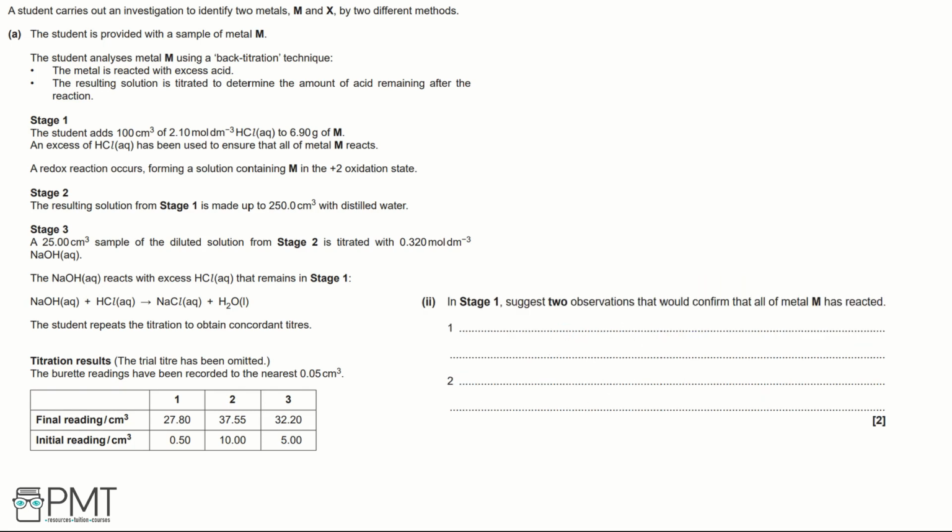Part 2. In stage 1, suggest 2 observations that would confirm that all of metal M has reacted. So we know that in stage 1 we produce hydrogen gas. So our first observation is that the bubbles or the effervescing is going to stop. You could also say that the fizzing stops. The second observation is that we know we've got metal M, and that's a solid, and we're turning it into an aqueous solution. So our second observation is M, or the metal, is going to disappear, or you could say dissolves.